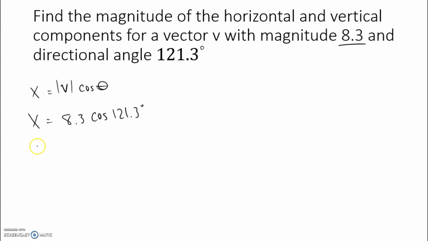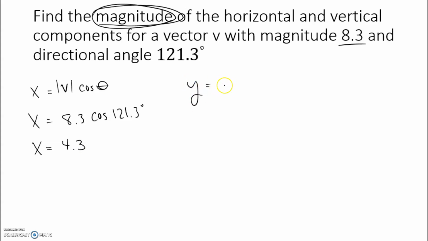Okay, now this would actually come out to a negative number, but since it said find the magnitude of the horizontal and vertical components, magnitude is just strictly a number. It does not have a sign with it. So even though this number will come out to a negative, we're just going to write down what the number is, since it's looking for the magnitude.